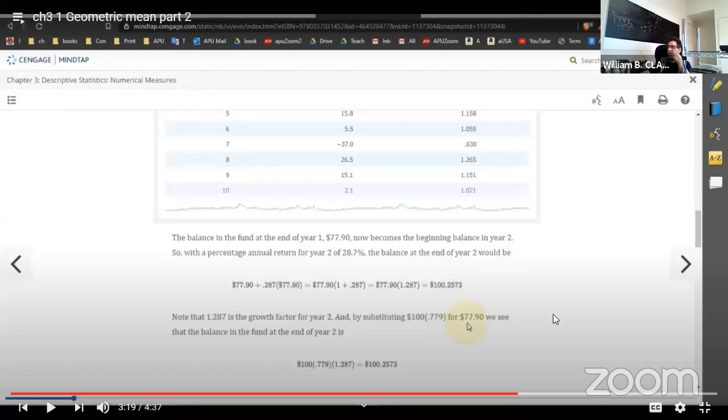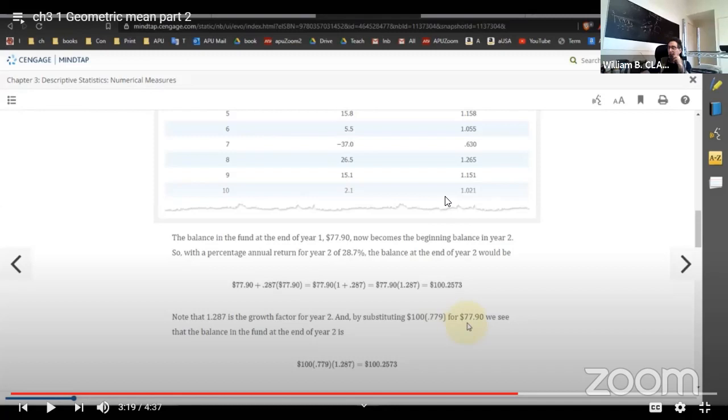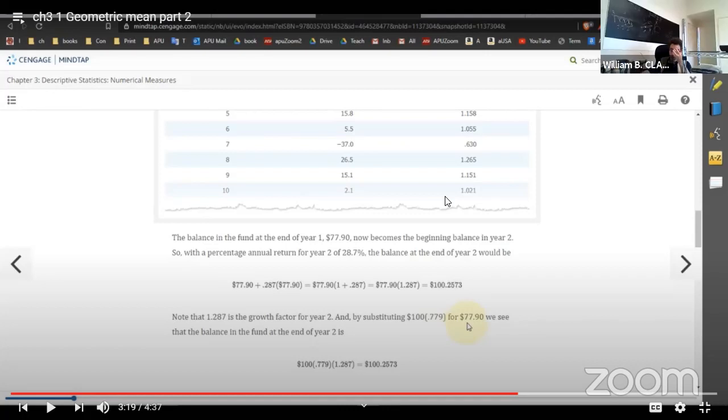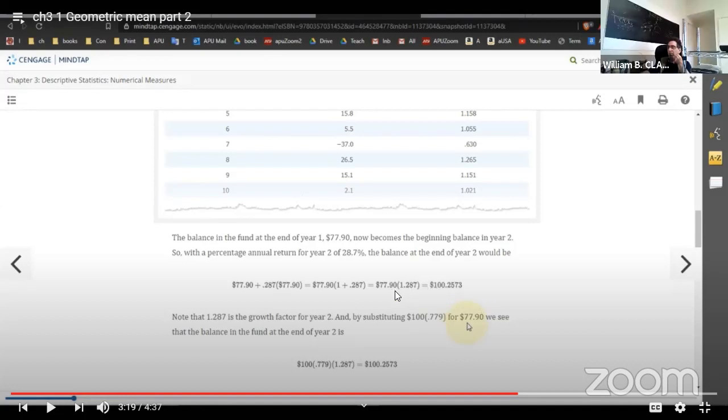Okay, once again, looking at this screen, how much did we have at the end of year one? 77.9, right? Now, what was the growth positive or negative in year two? Positive. The growth was positive. According to the table, it went up by 0.287%. Okay, it went up by that amount. So we ended up with the $77.90 that we started with at the beginning of the second year times the increase, right? 1.287. Does everyone agree with that?